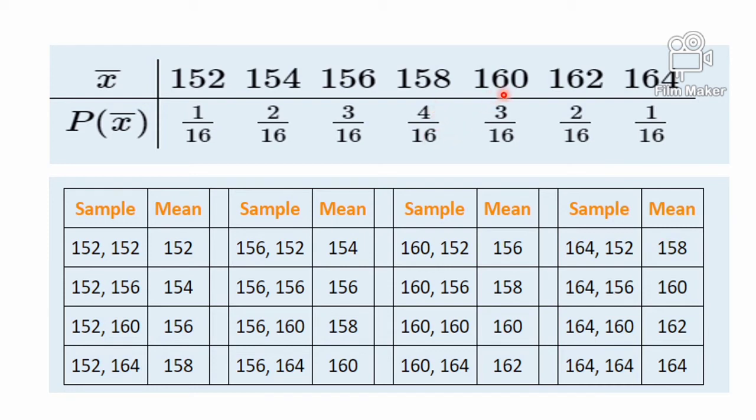160. 1, 2, and then 3. I repeat, 1, 2, and 3. That's why it's 3/16. 162. 1, and then 2. So that's why it's 2/16. And then 164, it's only 1. It's 1/16. So we will solve for the mean.